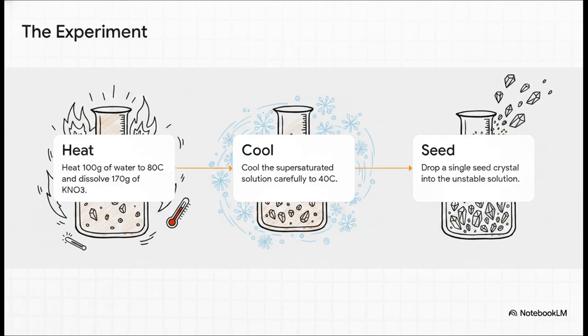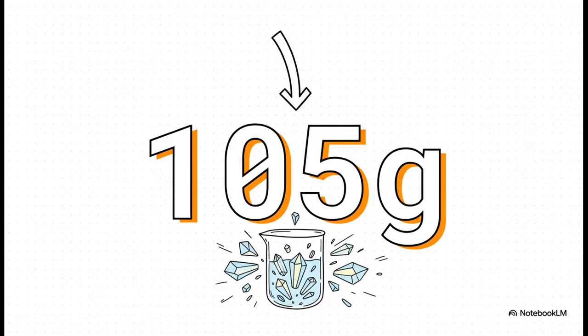Step 3, the trigger. We drop a single tiny seed crystal of potassium nitrate right into the liquid. Now, what's really interesting about this slide is the sheer scale of the reaction. The second that single seed crystal hits the water, 105 grams of solid potassium nitrate rapidly crash out of the liquid, instantly forming solid crystals right before your eyes. No way, right? But the math proves it. Our starting mass of 170 grams minus the new limit of 65 grams leaves exactly 105 grams of excess solute. It's a sudden, super dramatic physical transformation.